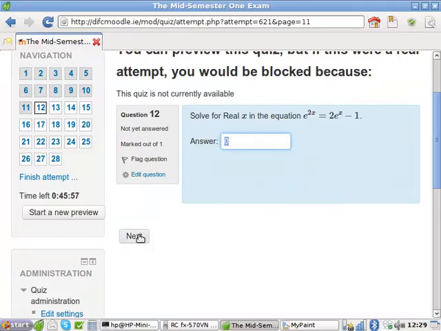Yes, indeed. But you could have guessed that answer at the start, because what's e to the power 2 times 0? 1. And 2 times e to the 0? 2.